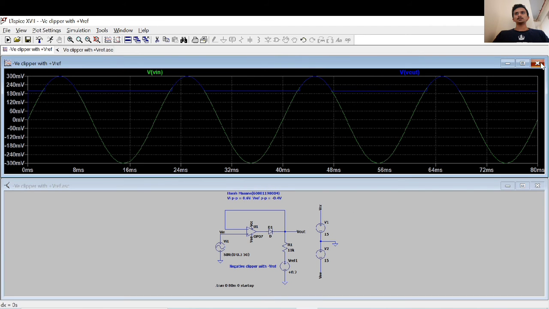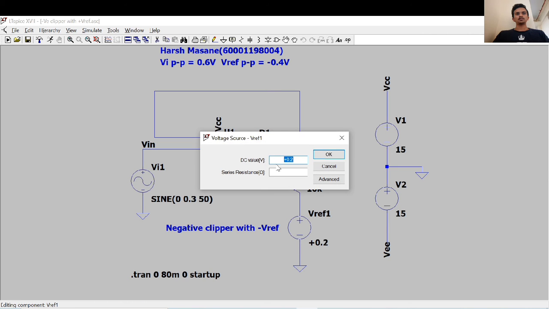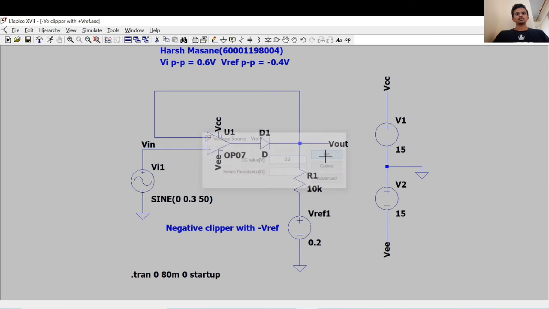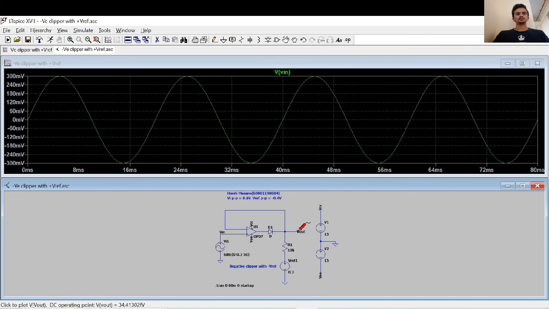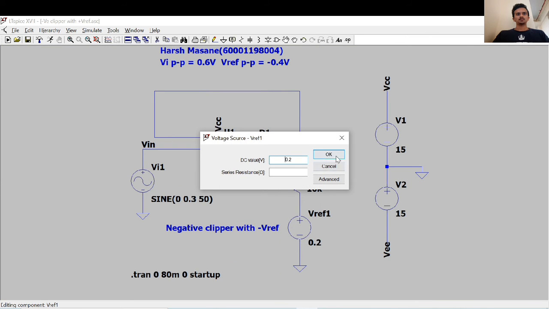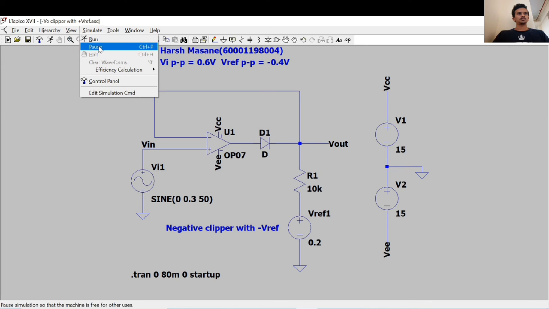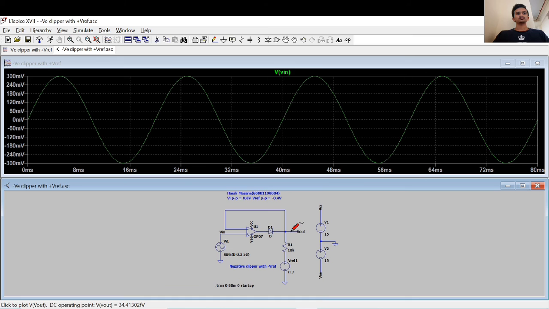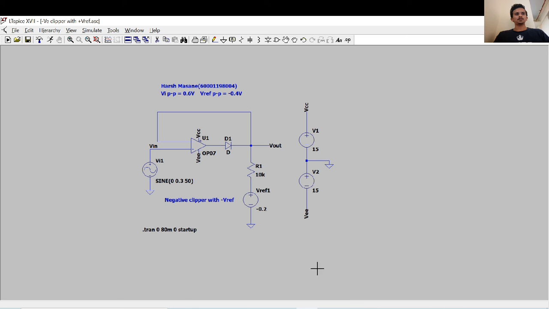So now when I make Vref negative, so my output will be, let's run it. So here, as you can see, oh yeah, there is no change. I think it's not okay. So now let's see, let it run. So here I have made the Vref as minus 0.2 volt. So let's now simulate it.